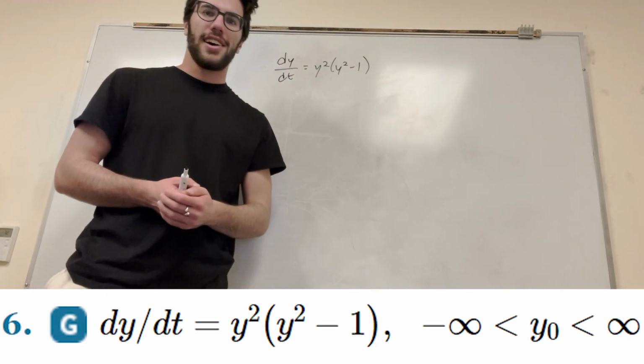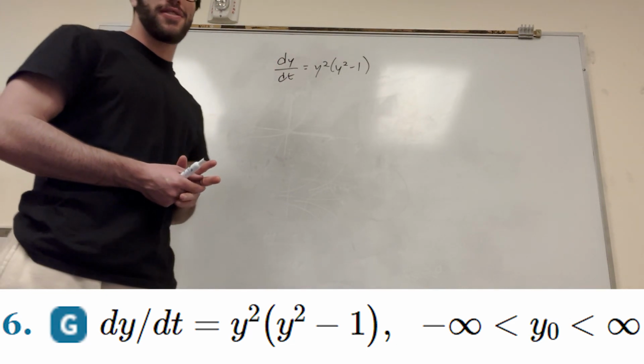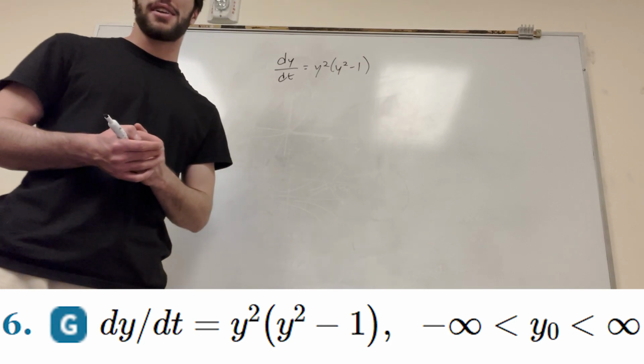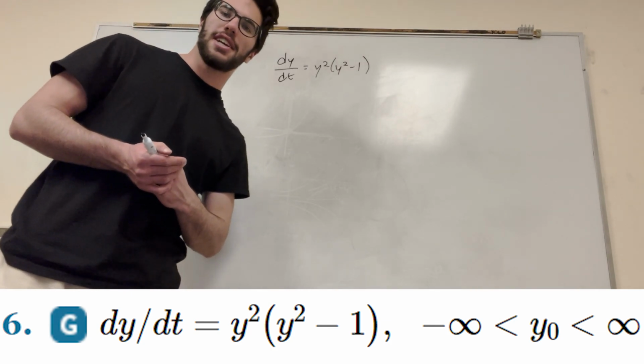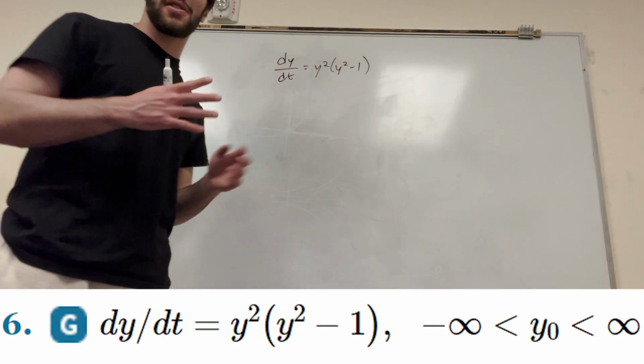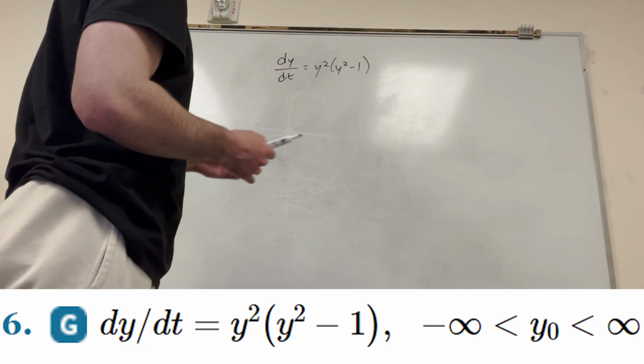What's up, Calc gang? All right, we've got a problem here, and it wants us to find our equilibrium points, classify them, make a phase line, and then graph a y-t graph of what it would look like, basically, with all the different functions. So let's go ahead and do that.